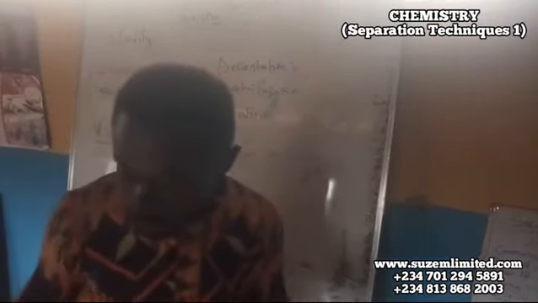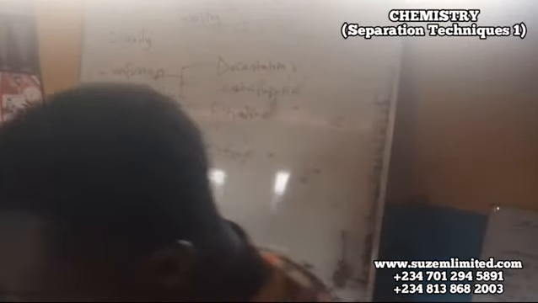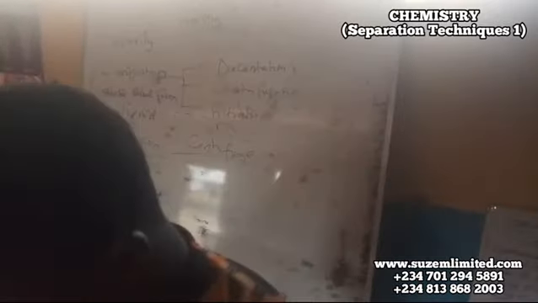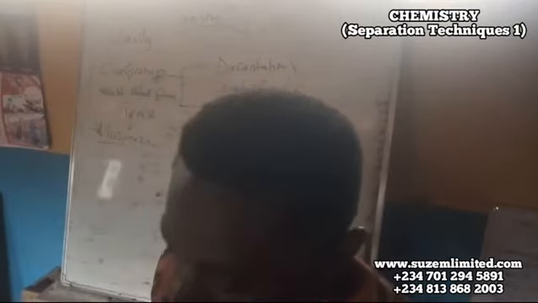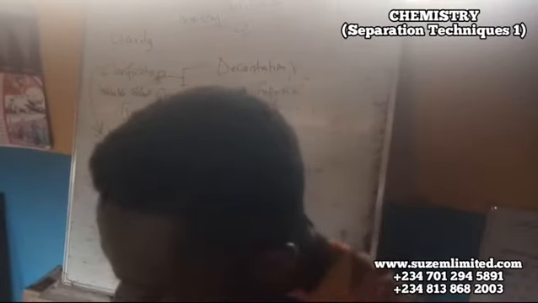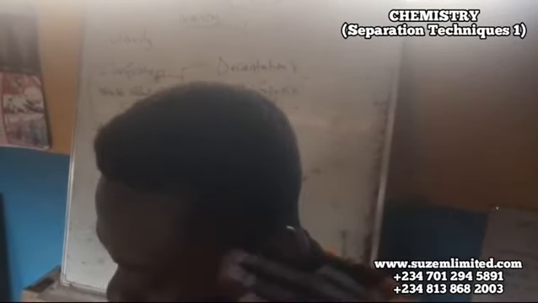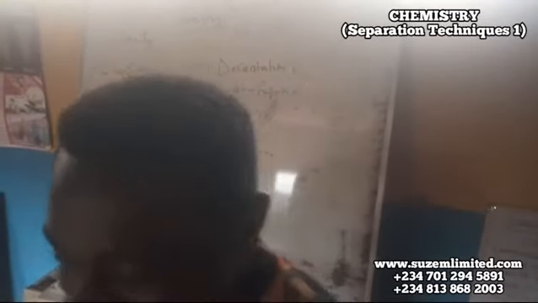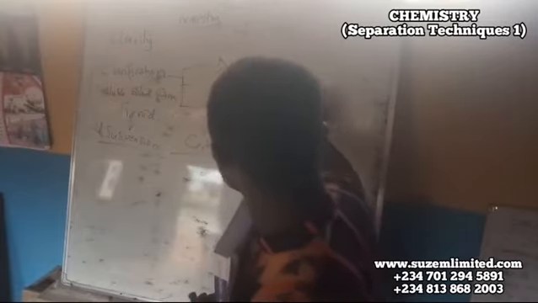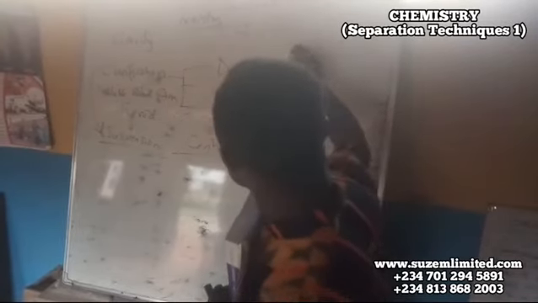A centrifuge is a machine which can spin test tubes containing suspension at high speed. The spinning causes heavier solid particles in the suspension to be thrown to the bottom of the test tube. They settle there, while the clear liquid separates out as the upper layer, which can easily be decanted. So after centrifugation, you can also decant. After decanting, you can filter as well. Does it make sense?